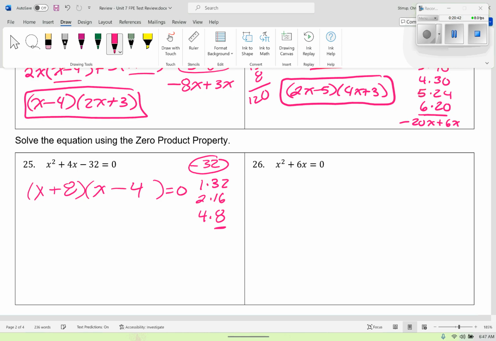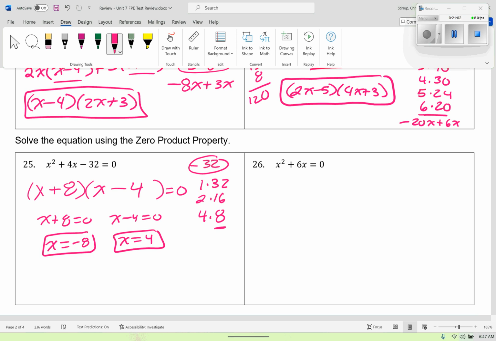Okay, and so it's equal to 0. So now we have to go one step beyond. So x plus 8 equals 0. x minus 4 equals 0. So each part equal to 0. Subtract 8 from both sides. So I get negative 8 for one answer. And add 4 to both sides. So I get positive 4 for the other answer.